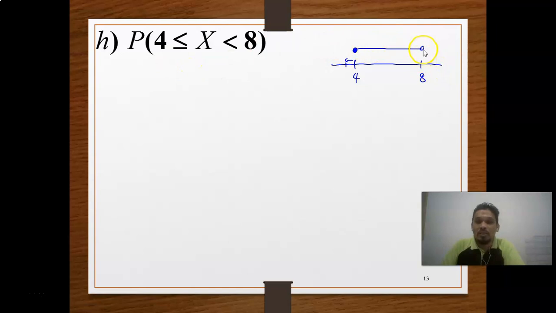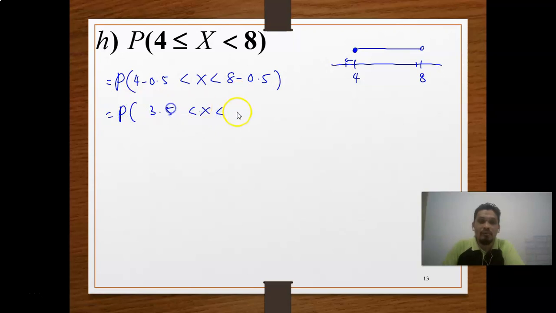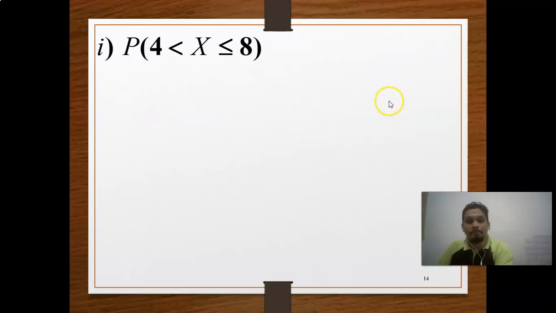And since this does not include 8, if this included 8, then we would add 0.5, but this does not. So we minus 0.5 with 8 here. So the probability of x is 4 minus 0.5 and 8 minus 0.5. It is 3.5 and 7.5. This one for 8.